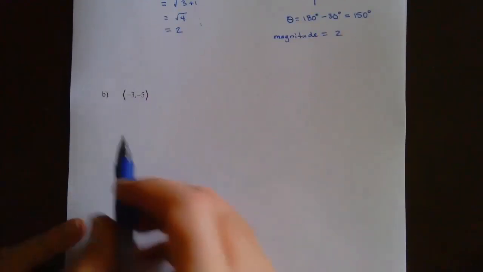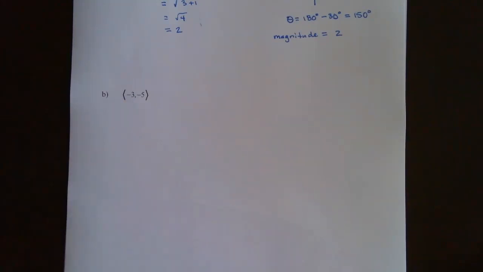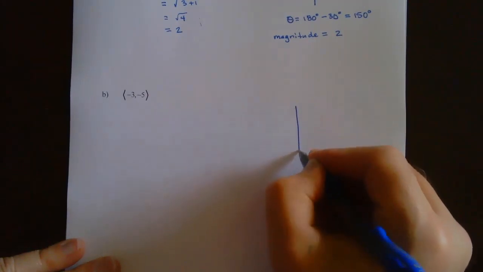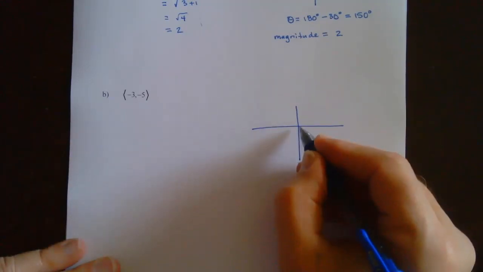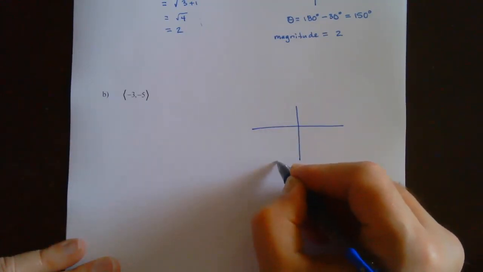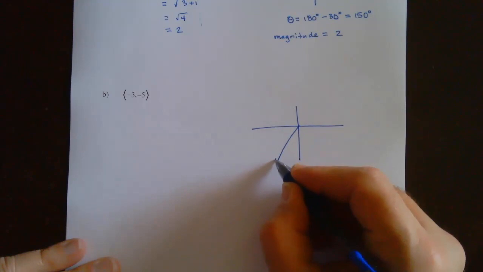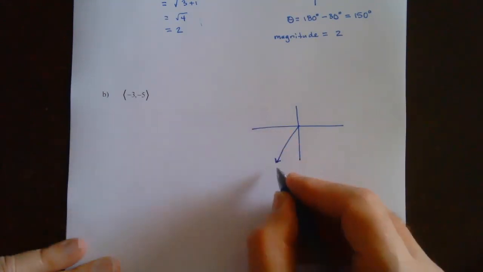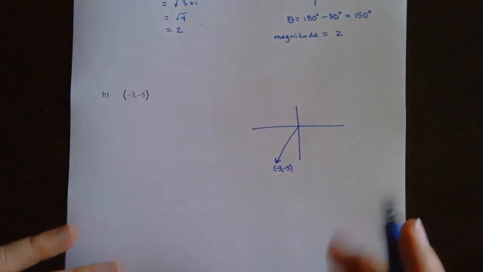What we now know is that this corresponds to a vector starting at 0, 0, and the head would end up at -3, -5. I'm going to draw my diagram. This is telling me I'm going to have to go left 3 and down 5, so somewhere right here. So this represents the vector -3, -5. I'm purposely noting that those are coordinates, not the vector.